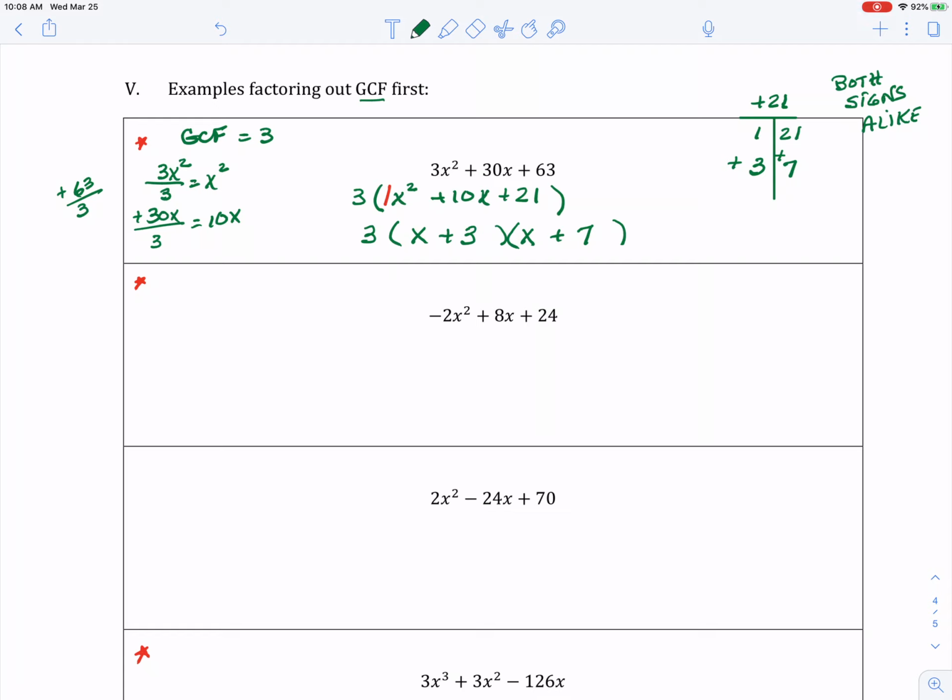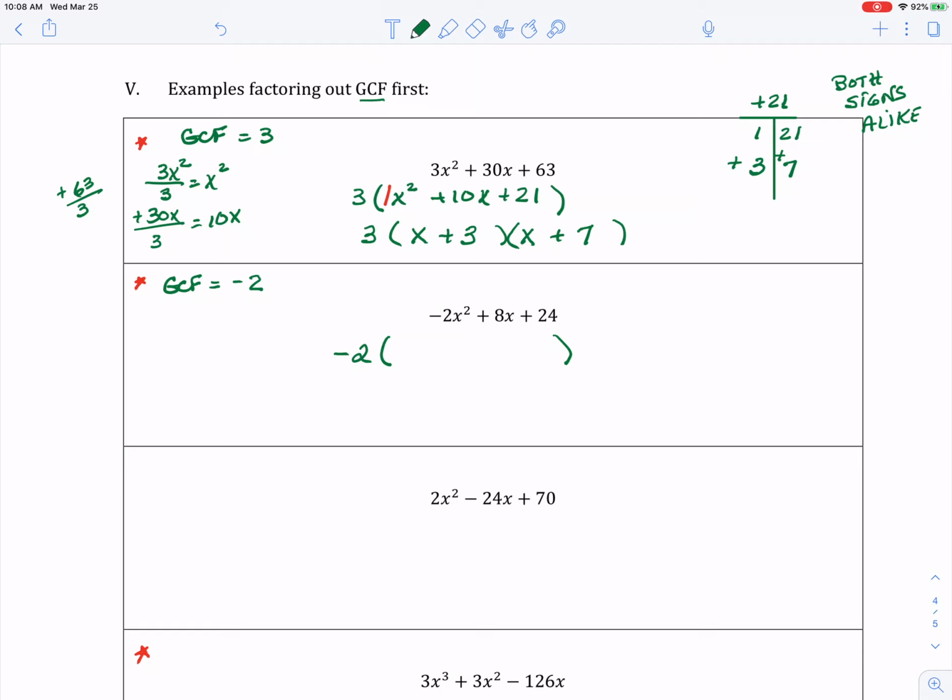This second example, I'm going to take out a negative 2. Remember we talked in one of our earlier videos that if the lead term is negative, it's always a good idea to go ahead and factor out a negative value. So I'm going to go ahead and factor out a negative 2 here. I'm going to do this step in my head. I'm not going to write it down anymore.